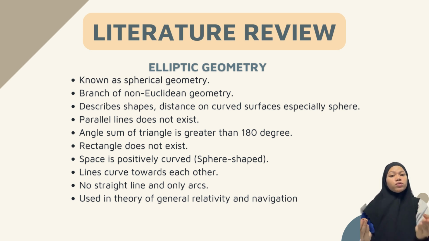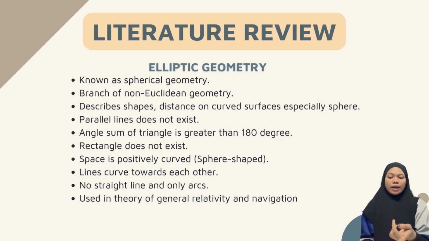In contrast to Euclidean geometry, which assumes a flat surface and allows the existence of parallel lines, in this geometry no parallel lines exist at all, as the lines will eventually intersect with each other. This causes the sum of angles in a triangle to be greater than 180 degrees.